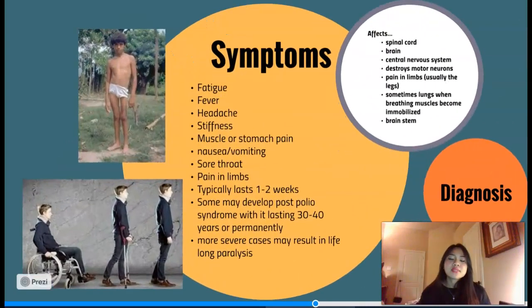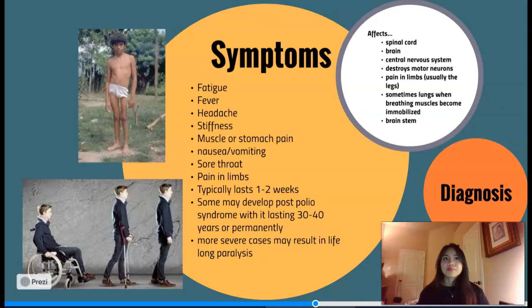Some of the symptoms of the poliovirus are actually very similar to the common cold. We have fatigue, fever, headache, nausea, vomiting, a sore throat. But the difference lies in the pain in the limbs. People with polio typically experience pain in their legs, but they can also experience pain in their arms, back, etc. And in more severe cases, it can last anywhere from 30 to 40 years.